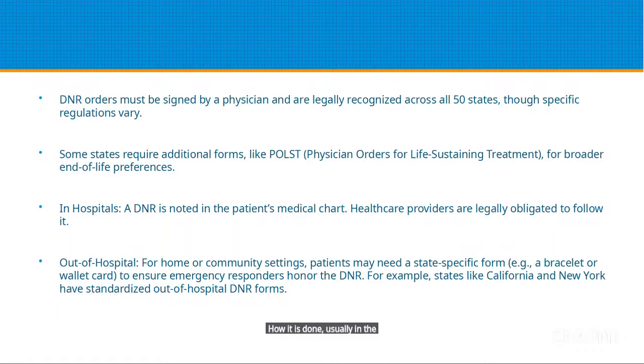How is it done? Usually in the hospital, it will be noted down in the chart, and they're legally obligated to follow it. And if it is out of hospital, for example in the community setting, patients may need a state-specific form, like a specific bracelet or a wallet card. It usually differs from state to state, and this will allow the emergency responders to know to fulfill their wishes. Some states like California and New York have DNR forms which are for out of hospital use.